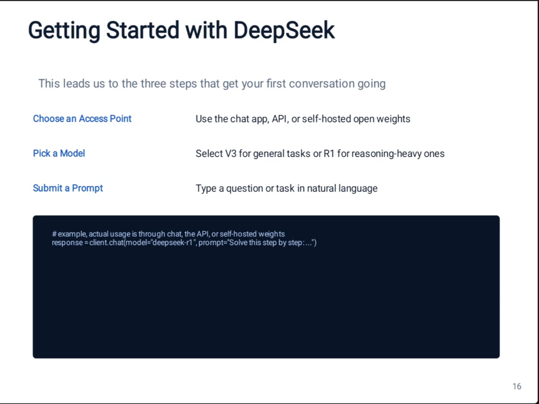Getting started with DeepSeek. This leads us to the three steps that get your first conversation going. Choose an access point: use the chat app, API, or self-hosted open weights. Pick a model: select V3 for general tasks or R1 for reasoning-heavy ones. Submit a prompt: type a question or task in natural language.